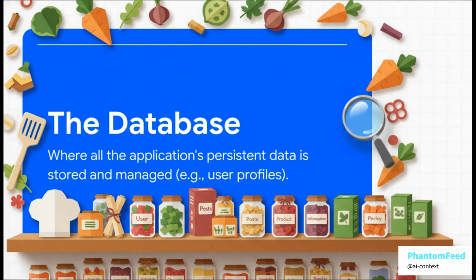And finally, what does every great chef need? A well-stocked pantry, of course. And that's our database. This is where all the essential ingredients are kept safe and sound. Your user profile, all your posts, product information, you name it. It's this perfectly organized library of data that the application, our chefs, can grab from at a moment's notice.